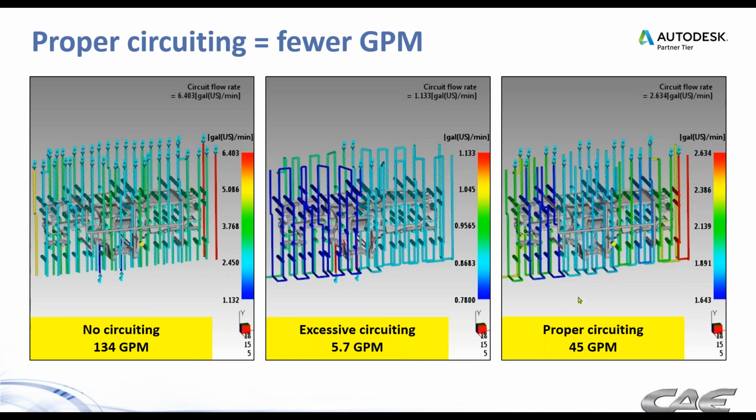So if we do it right, proper circuiting only requires about 45 GPM. So this is the happy medium. There is a way to achieve uniform cooling without costing you too much water.